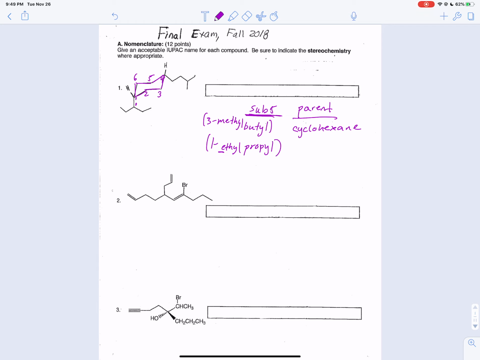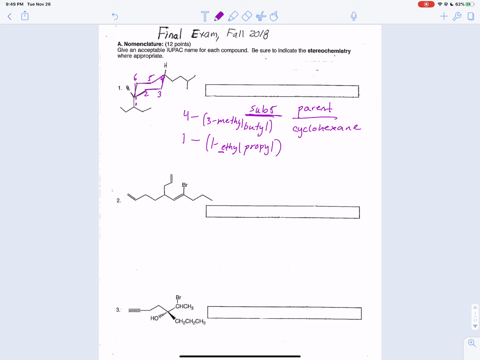And now we can indicate where those substituents are coming from. The 1-ethylpropyl is now coming from our number 1, and the 3-methylbutyl is coming from our number 4, all right? So we got the substituents, and now what is left for us to do?